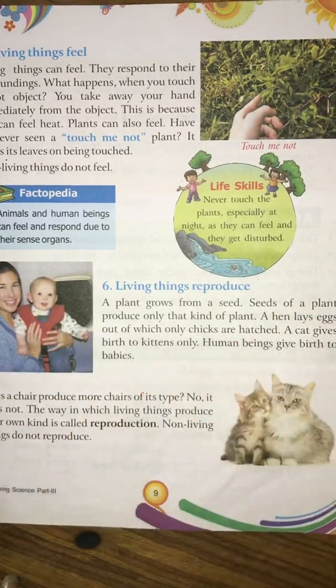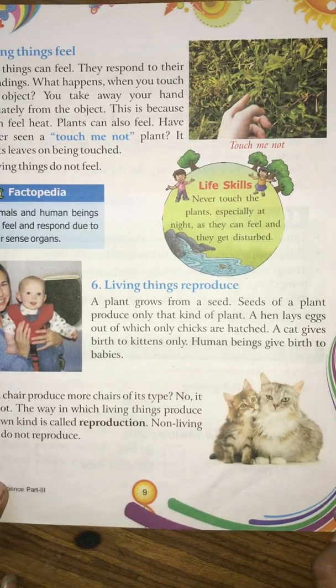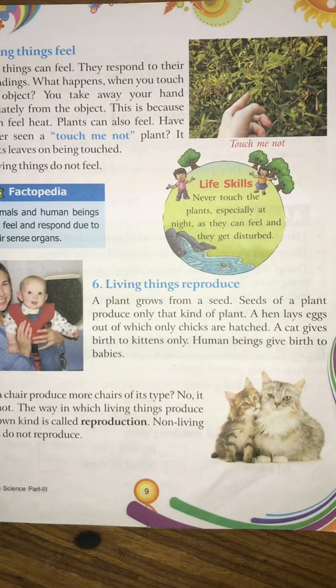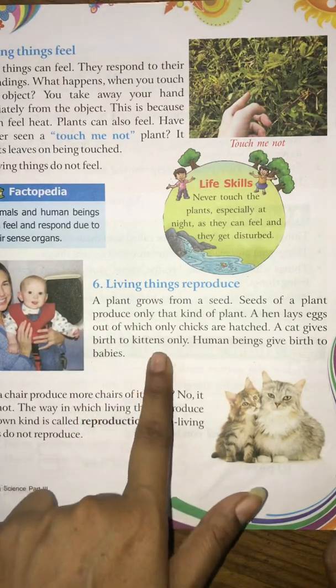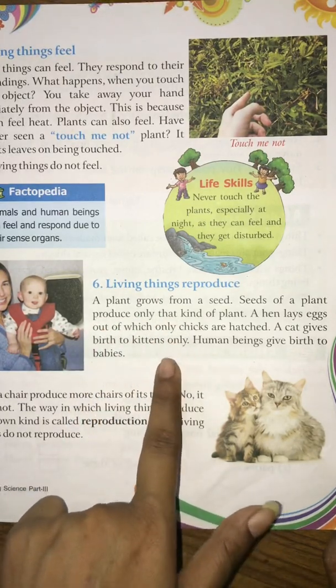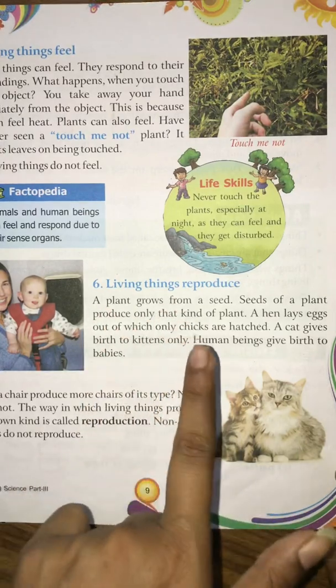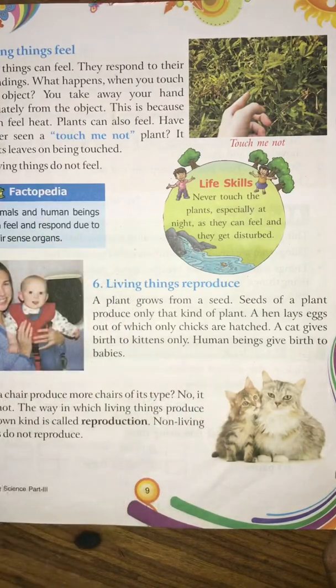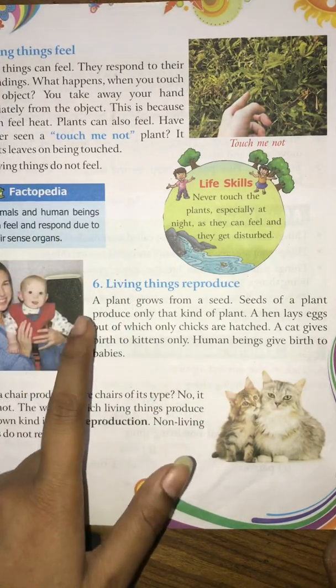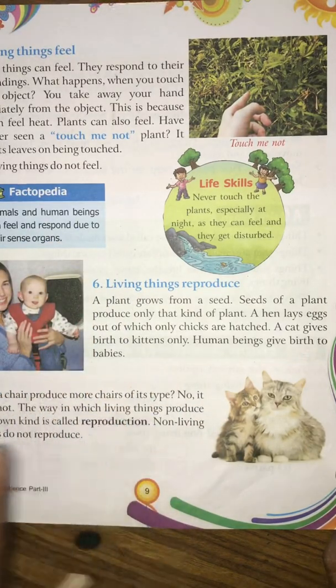Seeds of a plant produce only that kind of plant. Suppose you are eating a mango. Now you have thrown the seed of that mango. Now from that seed, an apple tree will not come, children. From that seed, the same kind of plant will come. It means from that seed, only a mango plant will come. Now don't say that from a mango seed, an apple plant will come. No. From that seed, only a mango plant will come.